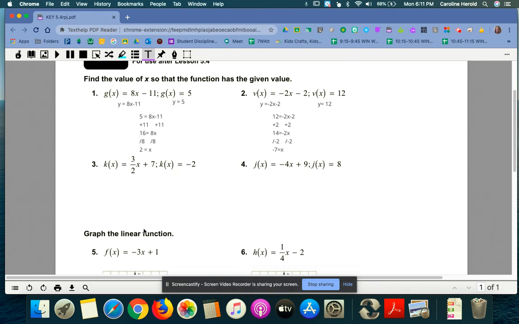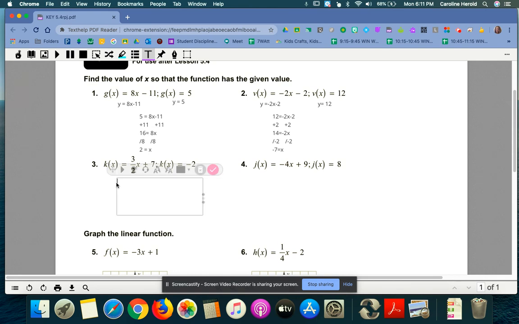Go ahead and try number 3, press pause, and then come back. So again, I'm going to try to skip that step of having to rewrite everything. k of x is equal to 3/2 x plus 7. They're telling me that k of x is also equal to negative 2. It's almost like a substitution, like a system, right? y is equal to this, y is equal to this. So I should be able to substitute and just replace the numbers.